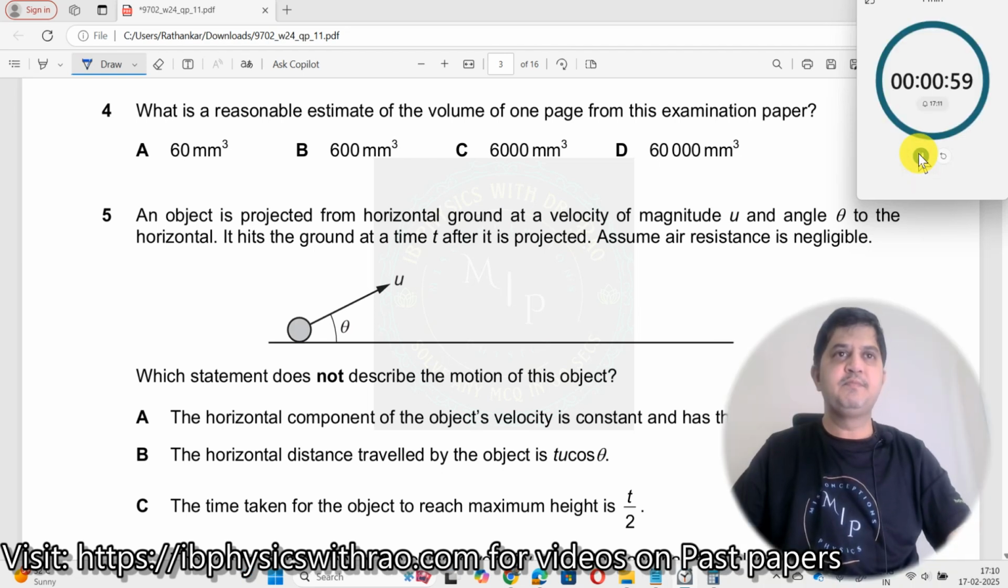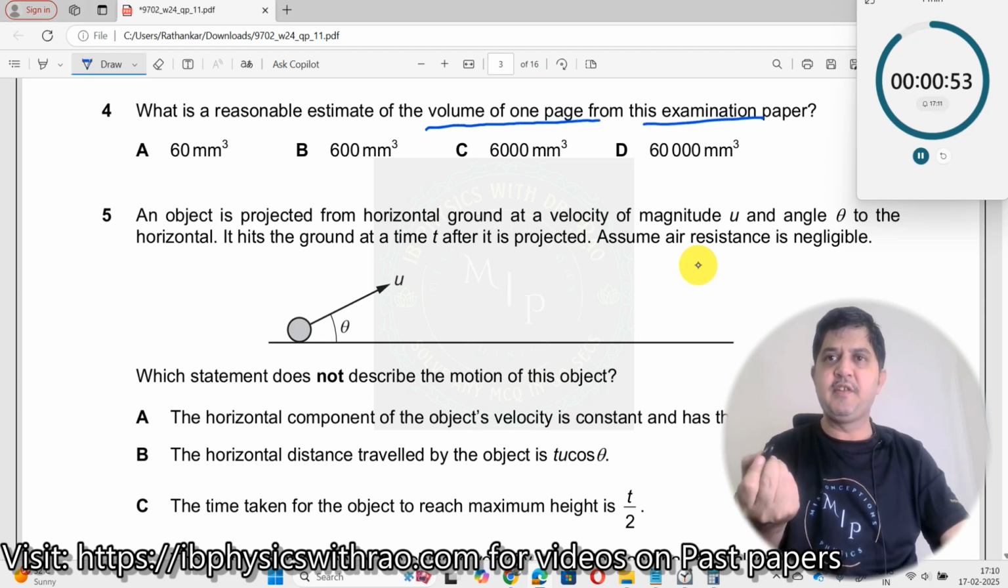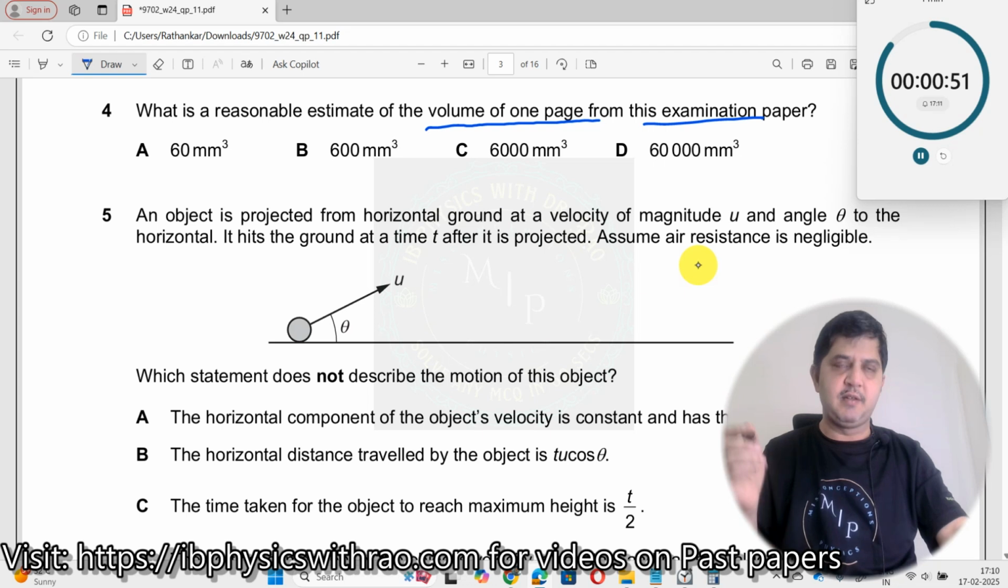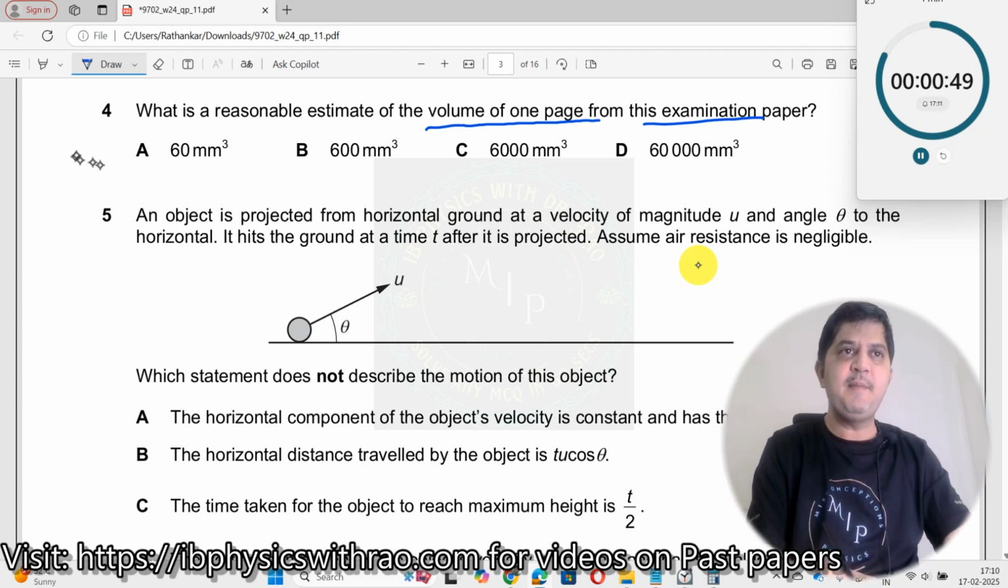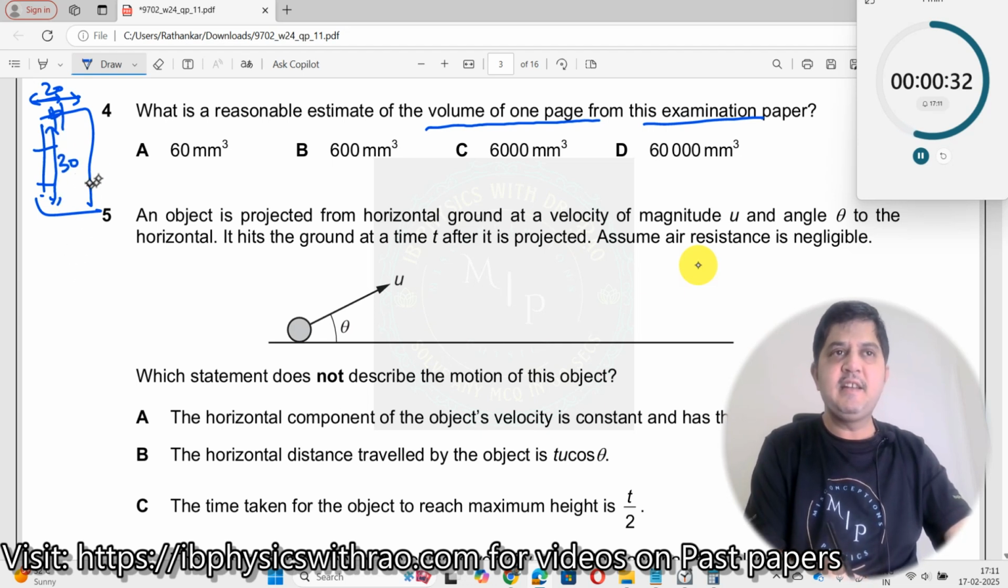Question number 4. What is the reasonable estimate of the volume of one page of the examination paper? What is the type of examination paper you have? You have an A4 sheet. Typically, an examination paper, an A4 sheet, will have something like 3 lengths over here, and this is nearly half. So this width would be around 20 centimeter, and this could be around 30 centimeter. The length and width over here, and the thickness of the paper could be around 0.1 millimeter.